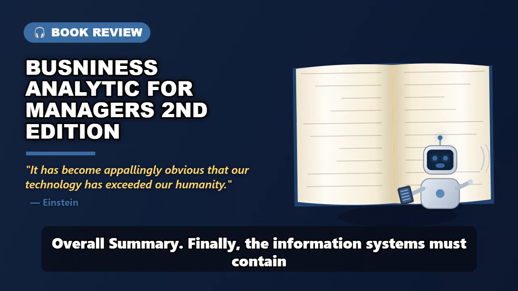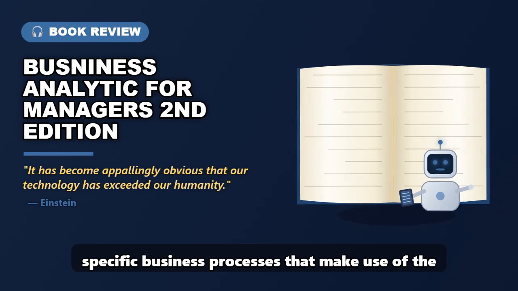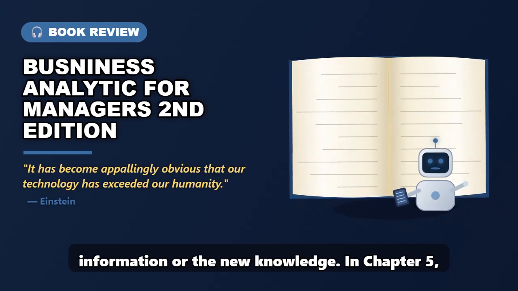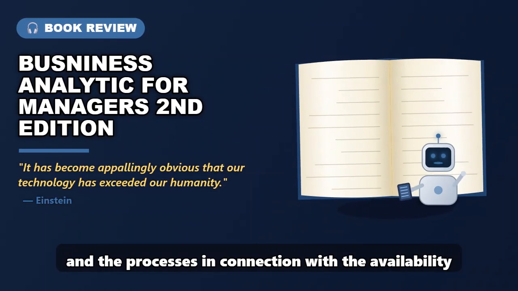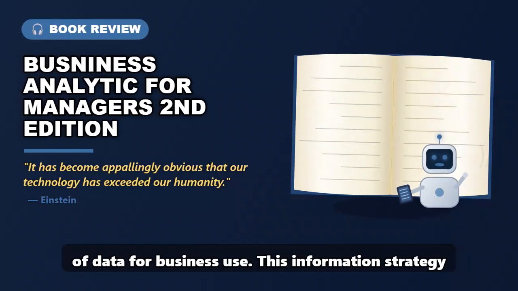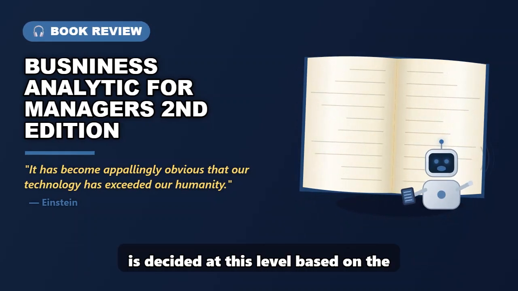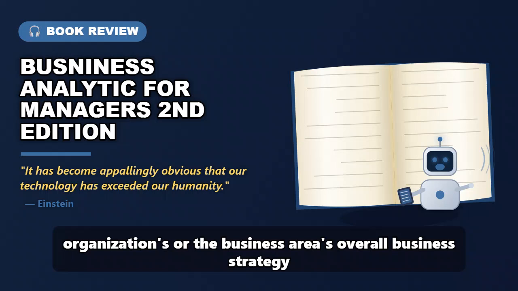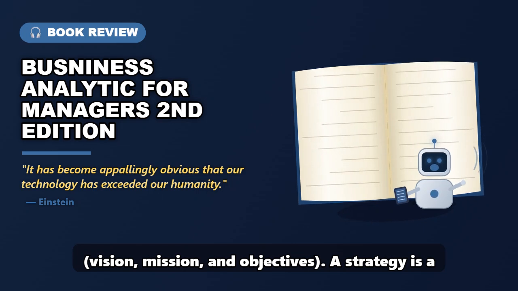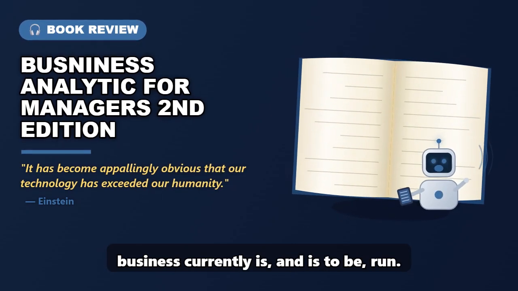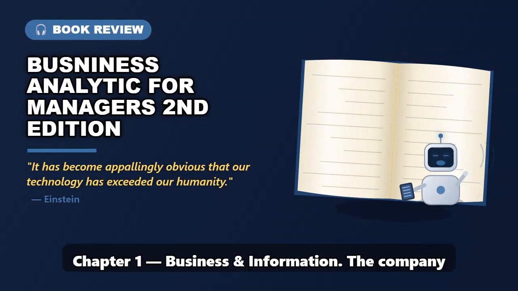Overall summary. Finally, the information systems must contain specific business processes that make use of the information or the new knowledge. In Chapter 5, we explain the functionality of a data warehouse and the processes in connection with the availability of data for business use. This information strategy is decided at this level based on the organization's or the business area's overall business strategy, vision, mission, and objectives. A strategy is a description of the overall way in which a business currently is, and is to be, run. Chapter 1: Business and Information.